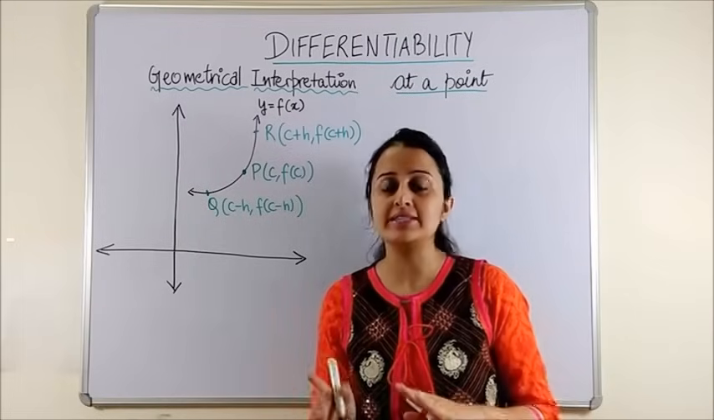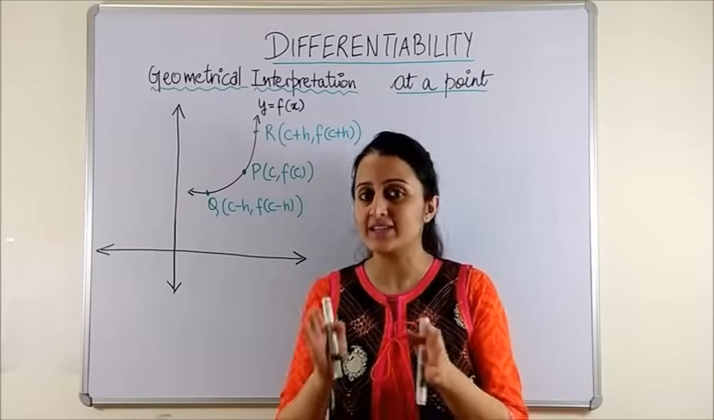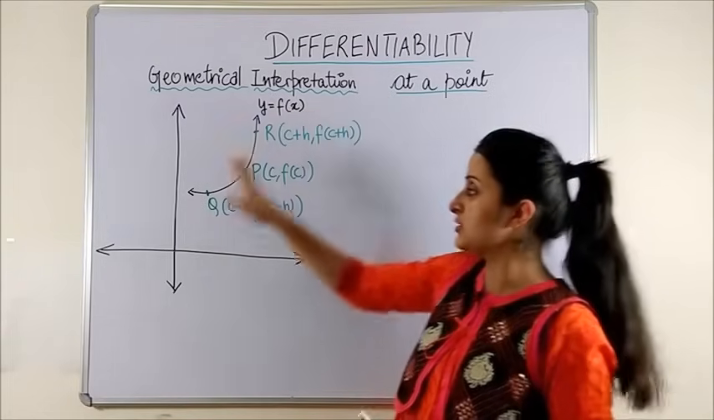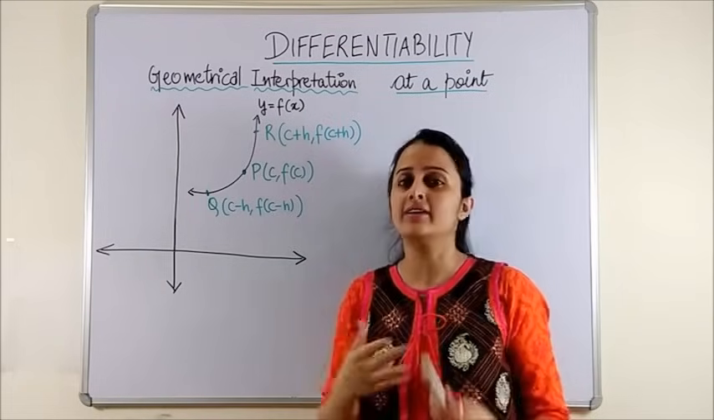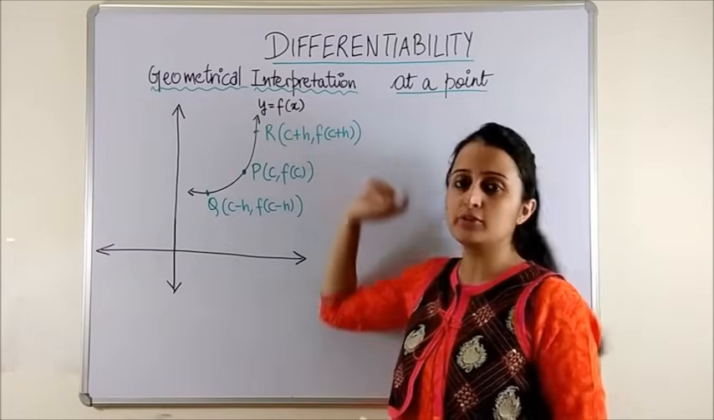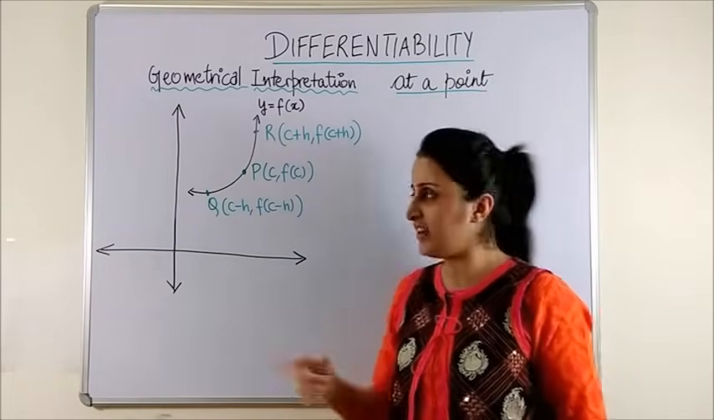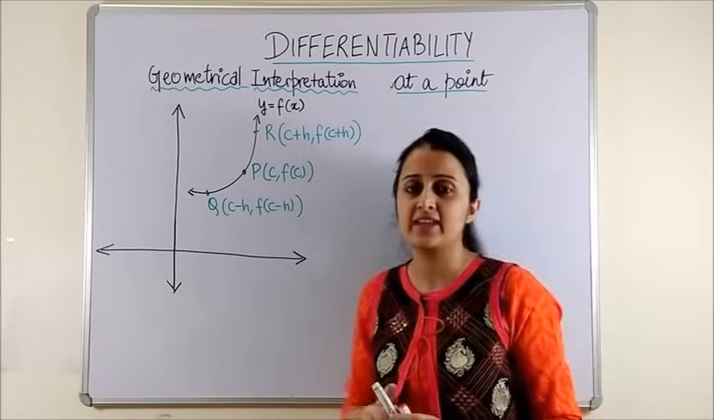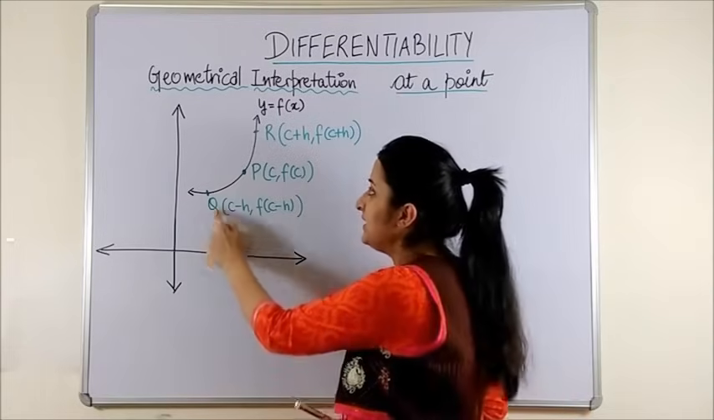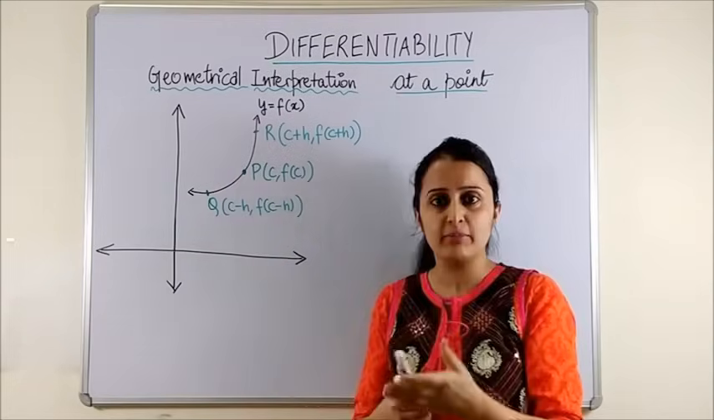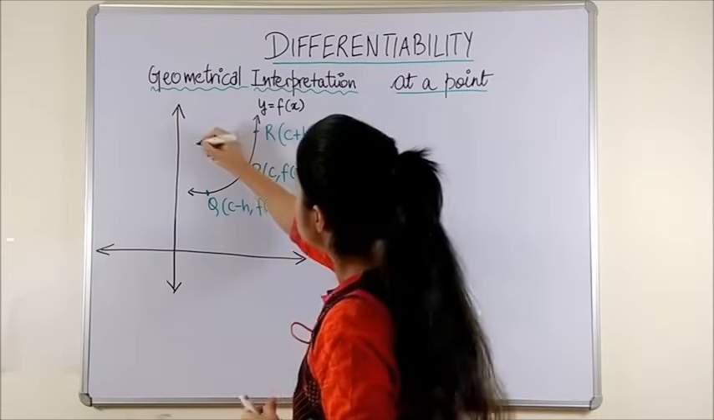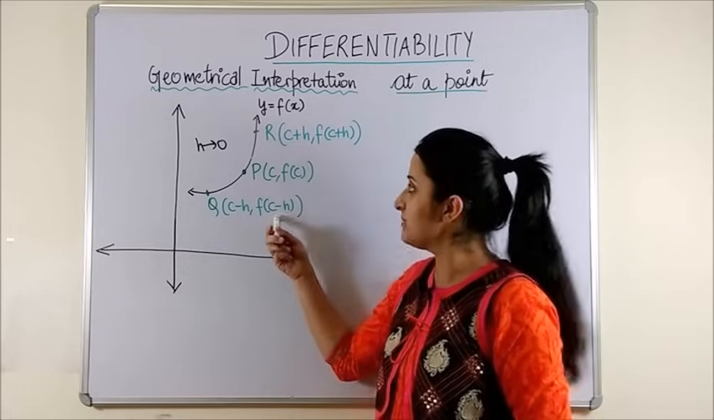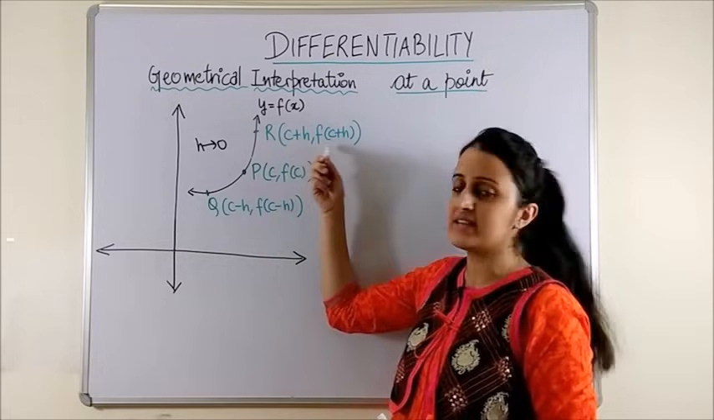Now, in order to understand the differentiability of a function at a certain point, let's explore its geometrical interpretation. So here I have taken a random curve y is equal to f(x). I take any random point P with the x coordinate as c and the y coordinate as f(c). Now I try taking 2 points in its neighborhood where h tends to 0. So Q is (c minus h, f(c minus h)), likewise R is (c plus h, f(c plus h)).